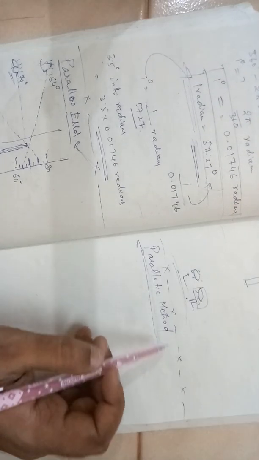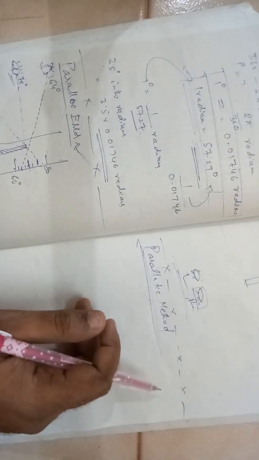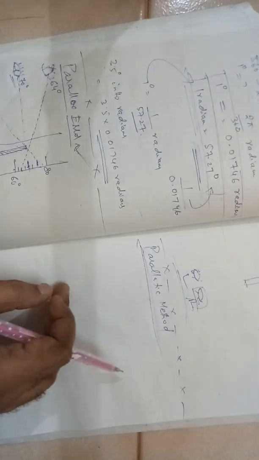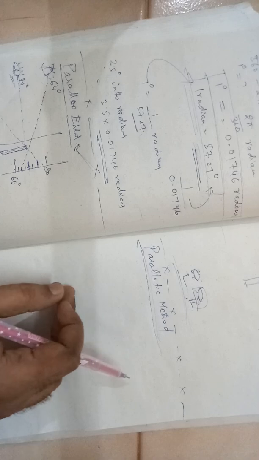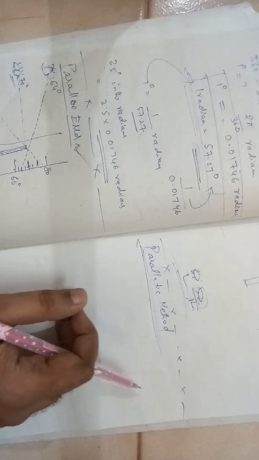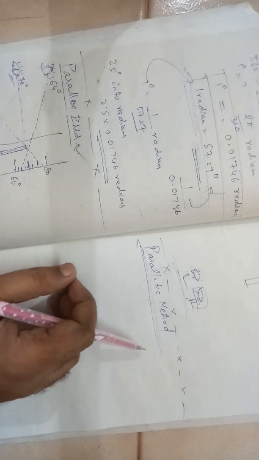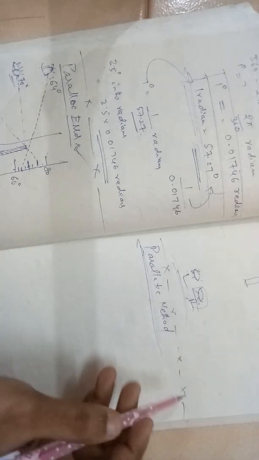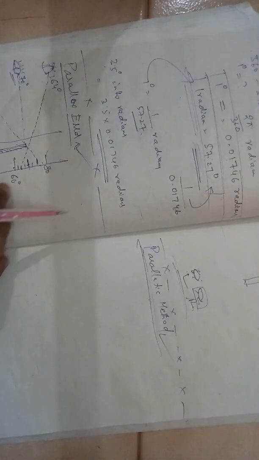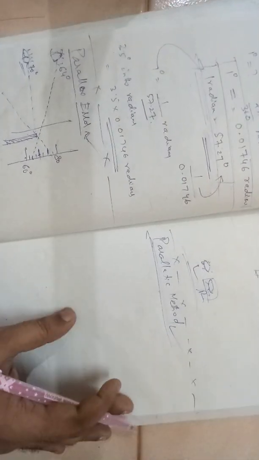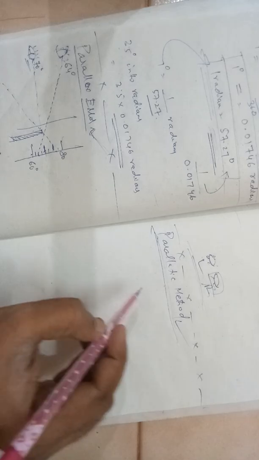The parallactic method is an approximate method to find the distance between two points which are separated by large distances, like between the earth and the moon. The distance is very large, so certainly we cannot take a tape and measure. So we use this method. Now how this method works, let us see one concept.